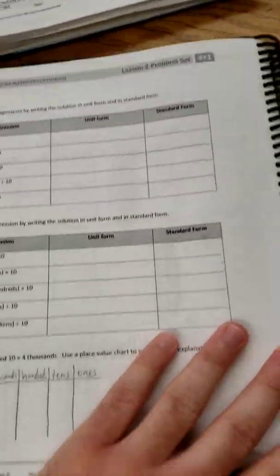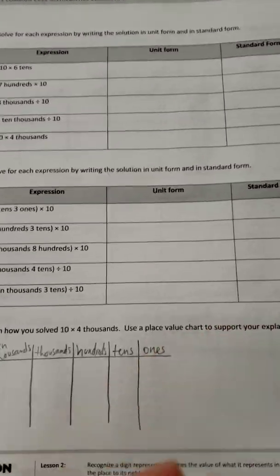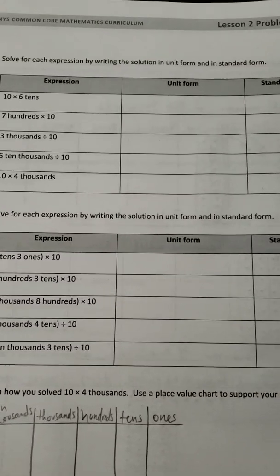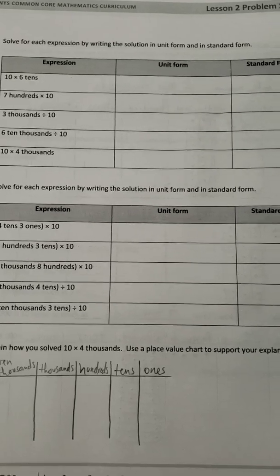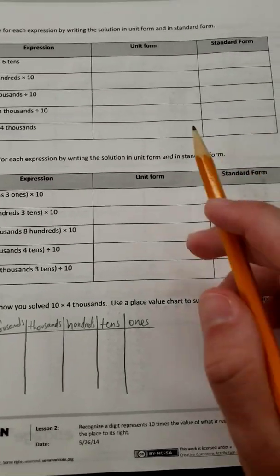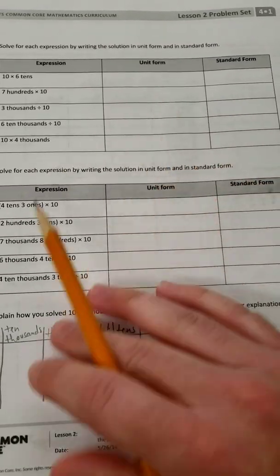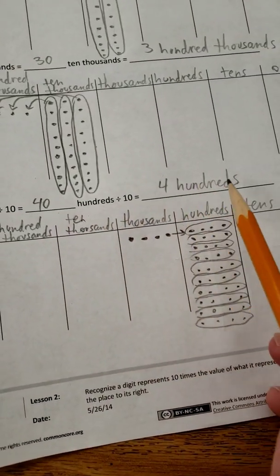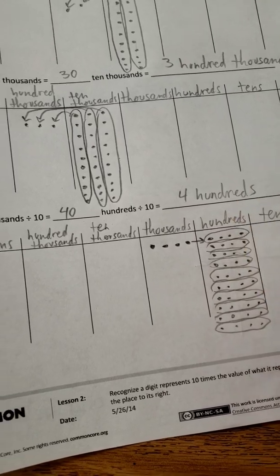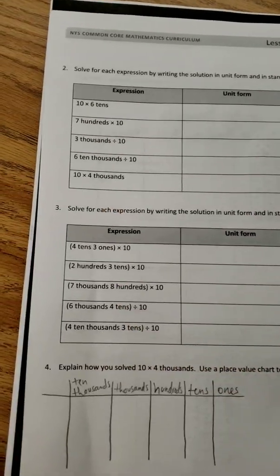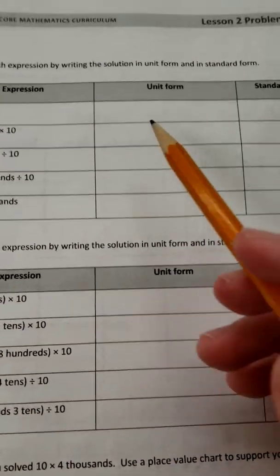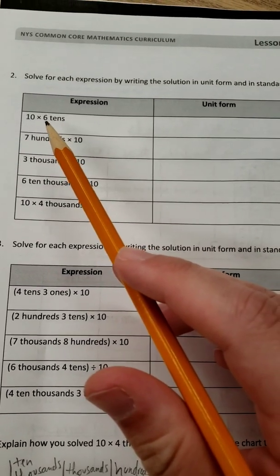All right, let's take a look here on the back. It says solve for each expression by writing the solution in unit form and in standard form. Okay, unit form and standard form. Unit form, like here, this is unit form, right? It's got a unit behind it. And then just a number would be standard form. Okay. So the expressions are over here.